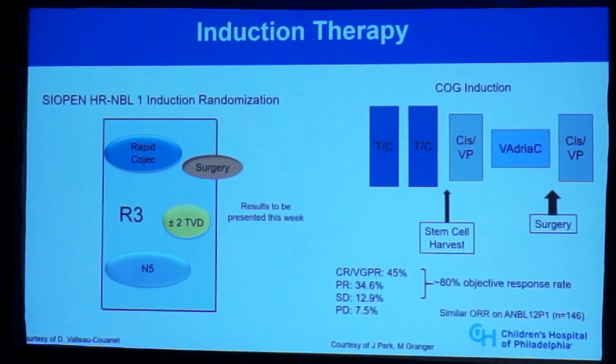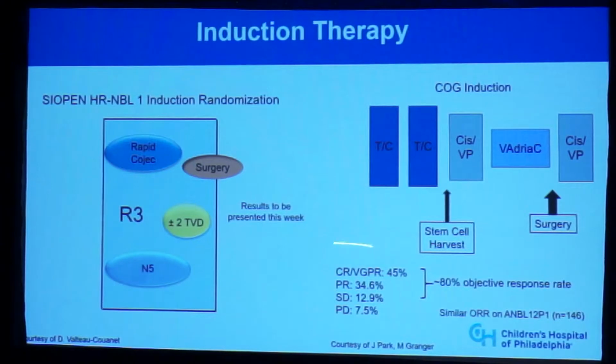But the induction therapy, you can see here 2 cycles of topotecan and cyclophosphamide, an early stem cell harvest, followed by additional chemotherapy, relatively early surgery compared to the European approach that you saw on the previous slide, and a last cycle of induction chemotherapy.